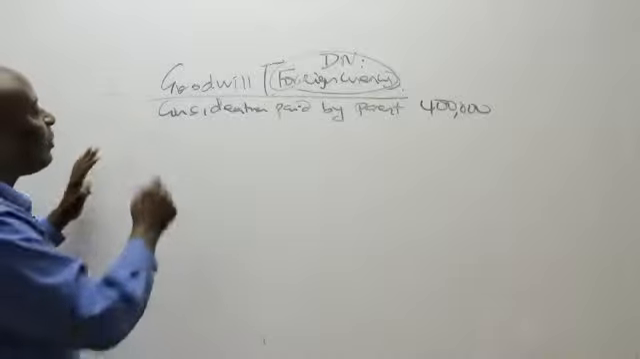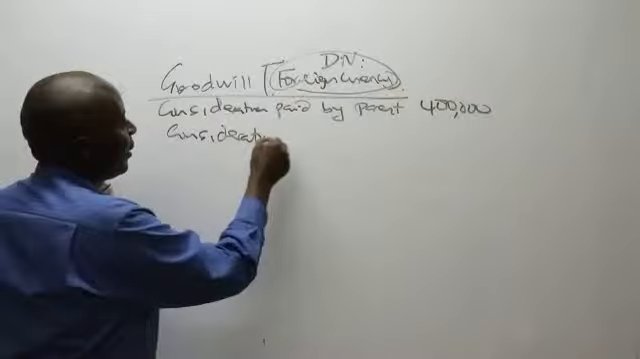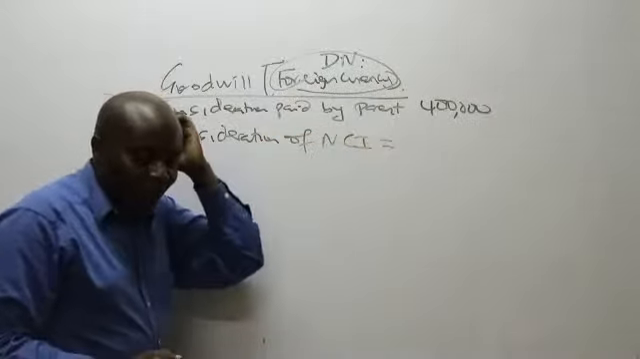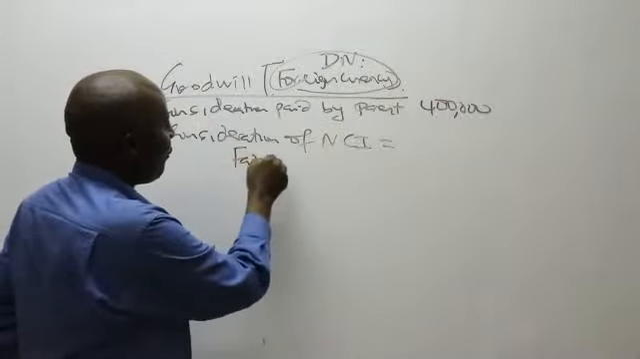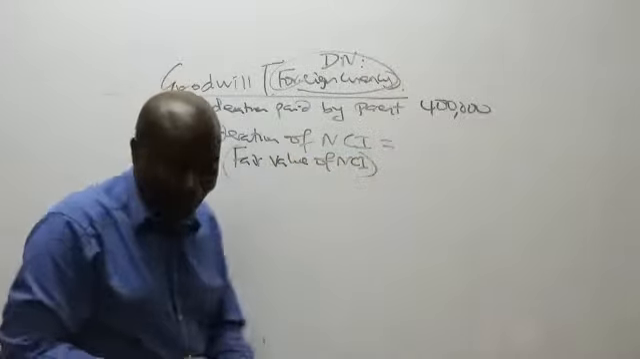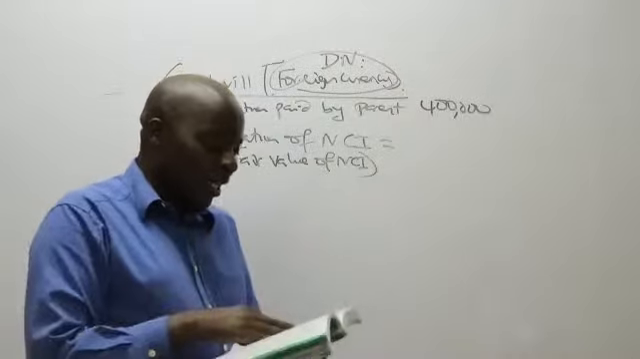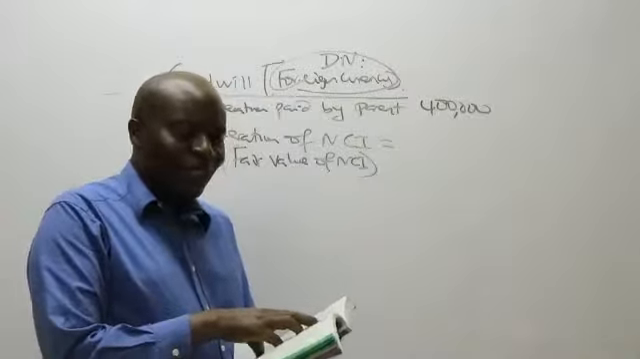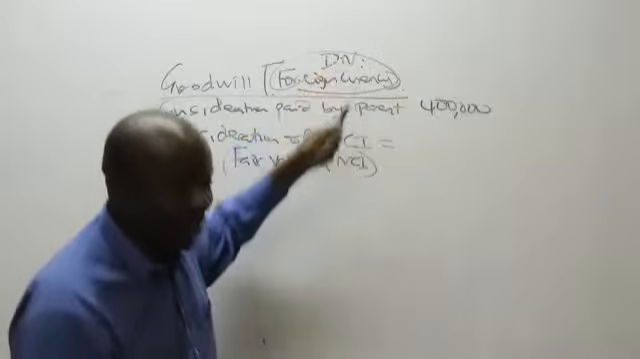Great. Now, ladies and gentlemen, after that, come and give us the consideration of the NCI. Are you able to remember the fair value of NCI? The 20%. These guys will give you the fair value of NCI. The fair value of NCI comes to how much? Same, 30,000. Unfortunately, it is in the form of DN.